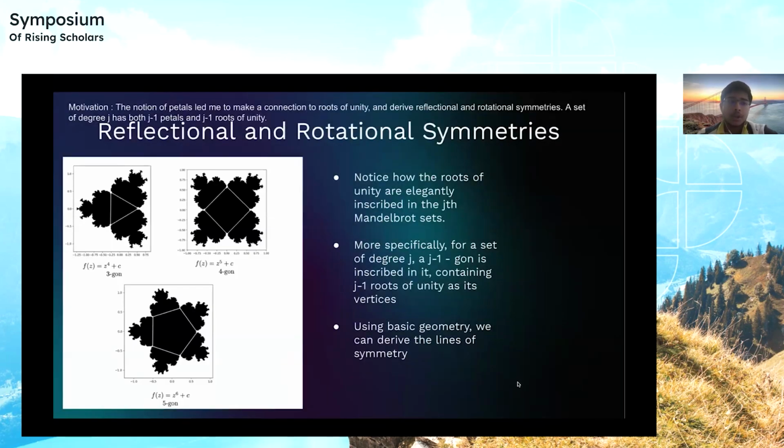And the notion of petals led me to make a connection to roots of unity and derive reflectional and rotational symmetries. A set of degree j has both j-1 petals and j-1 roots of unity. Notice how the roots of unity are elegantly inscribed in the jth Mandelbrot sets. More specifically, for a set of degree j, a (j-1)-gon is inscribed in it containing j-1 roots of unity as its vertices. Using basic geometry, we can derive the lines of symmetry.